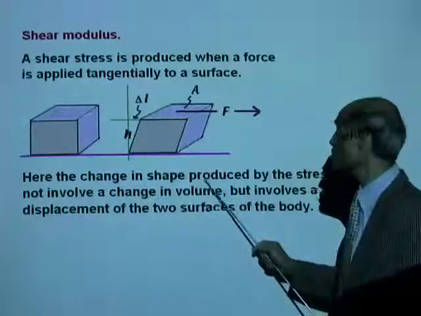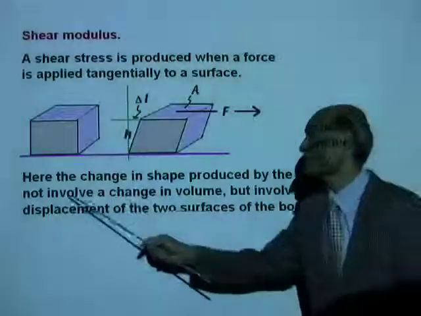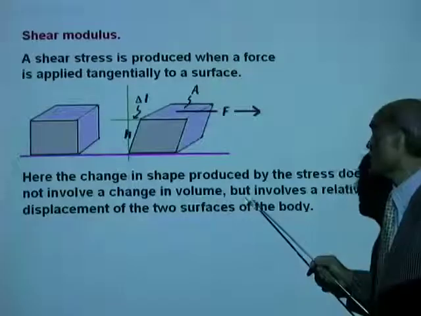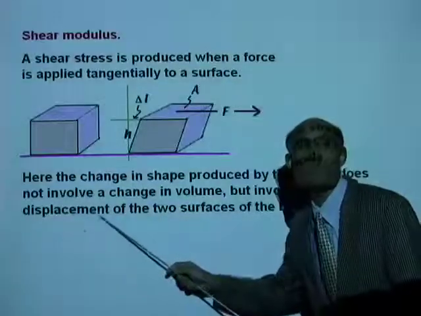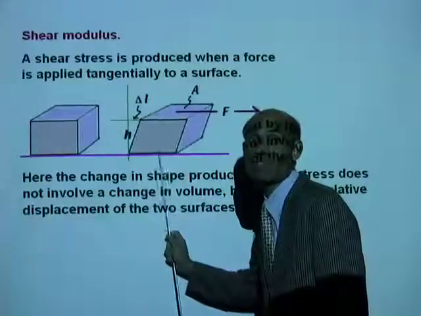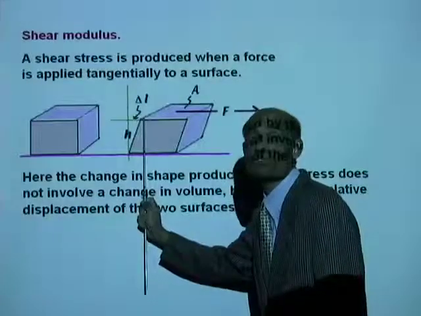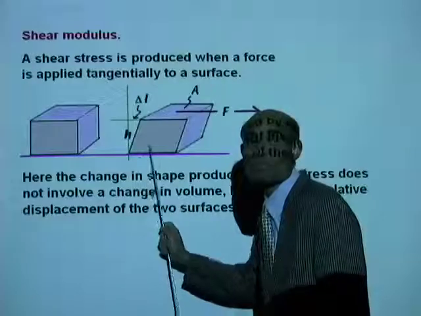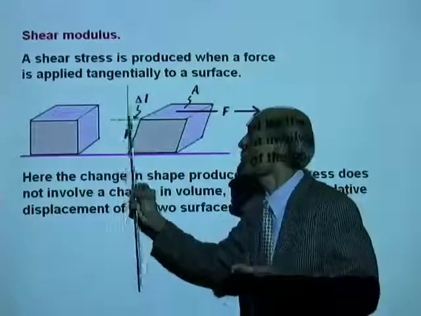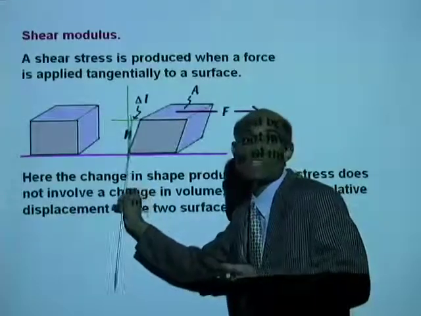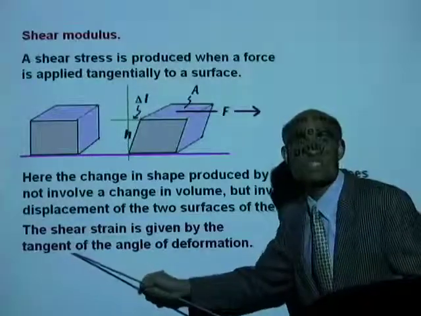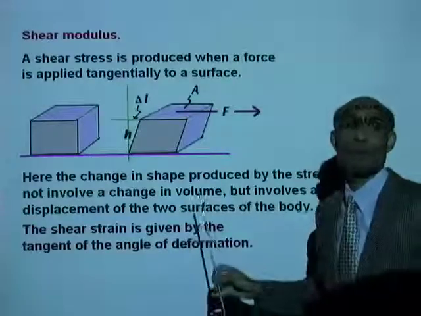So here the change in shape produced by the stress does not involve a change in volume or change in length, but involves a relative displacement of two surfaces of the body. You see, the lower surface has not moved, but the upper surface has been displaced. A relative displacement has occurred for the two surfaces. That means the deformation is actually an angle. The shear strain is given by the tangent of the angle of deformation.